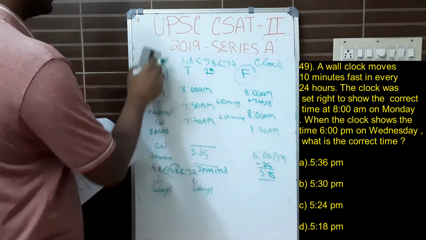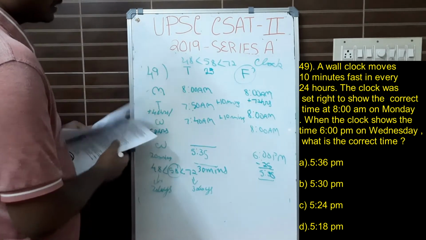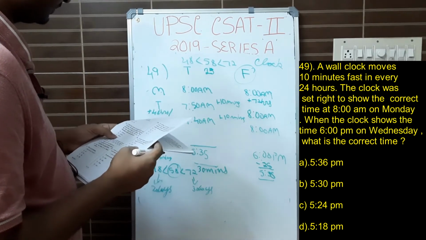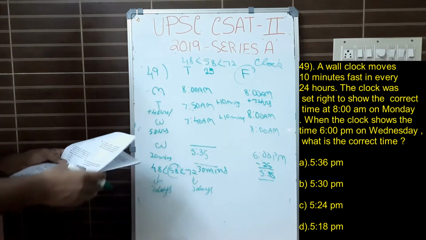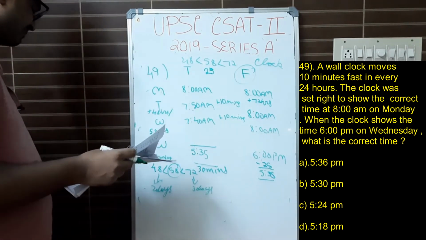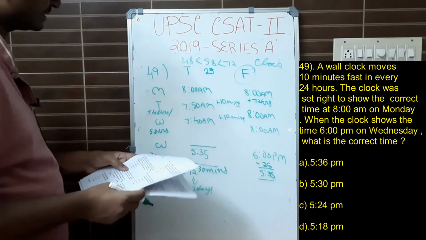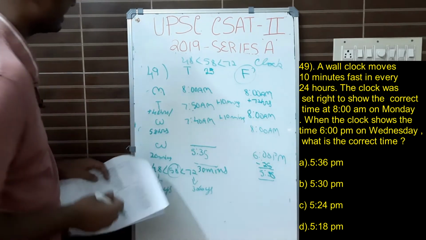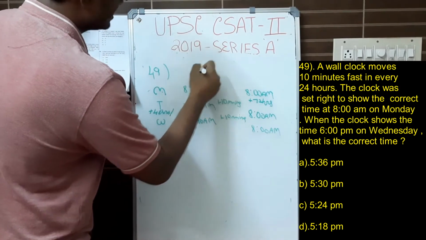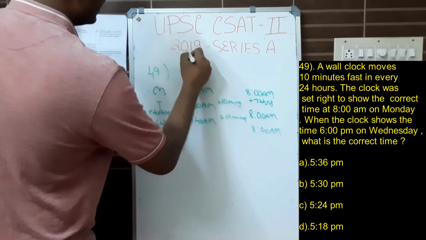If you go by the conventional method, it's very lengthy and probably not the best thing to do. So you just have to go for the approximate one. If you try to solve it by the conventional method, you will get the answer as 5:36. But it's going to be very lengthy and not suggested at all.